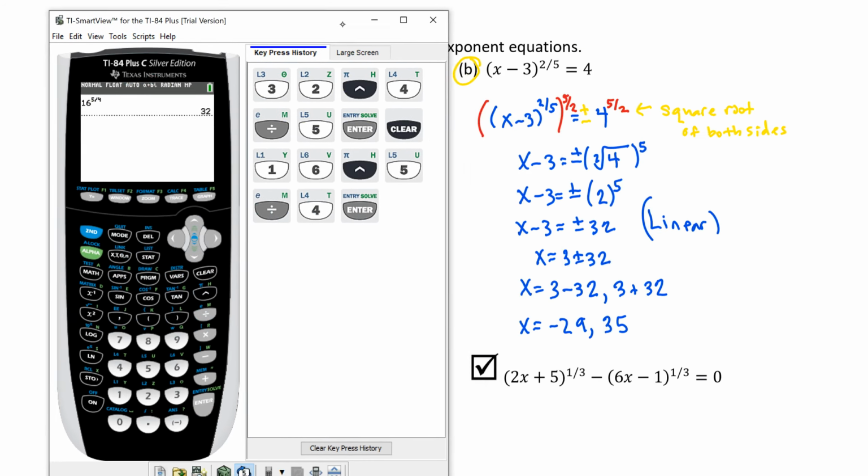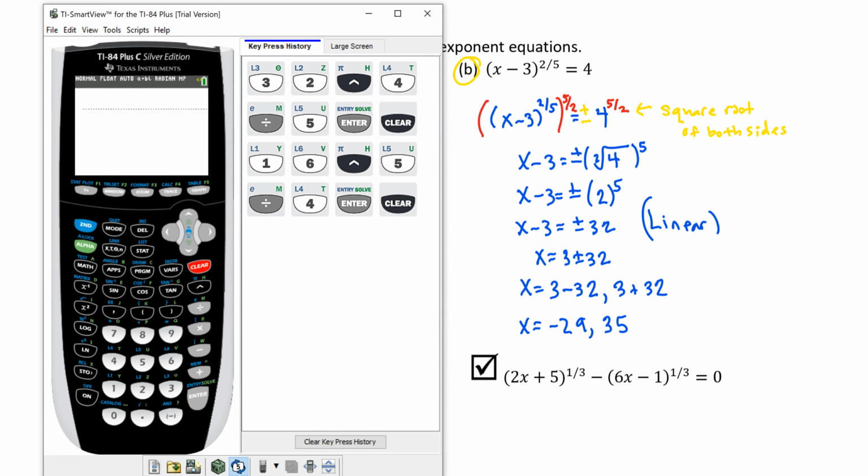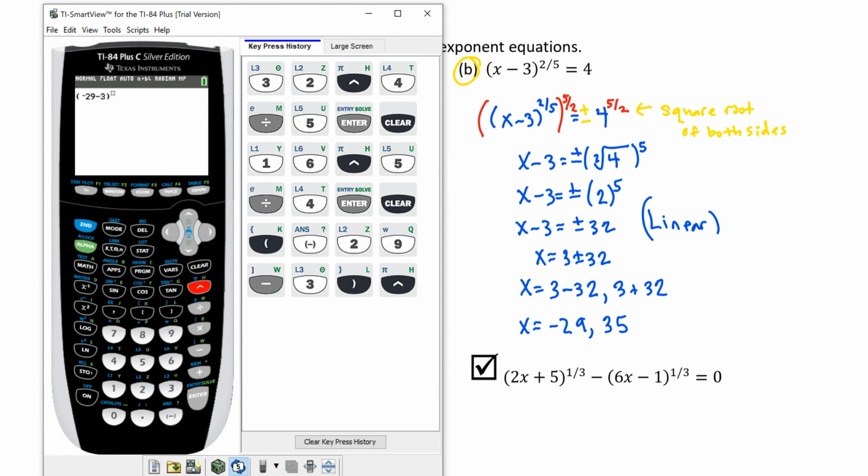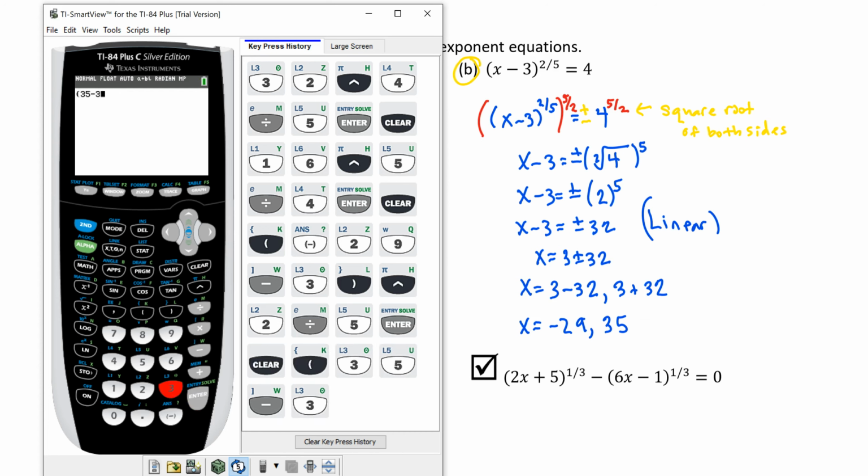Now, we want to make sure that neither of those is extraneous, so we're going to plug both of those solutions, starting with negative 29, back into the original equation where I see the x, to check for a balanced equation. So here's what it looks like when we plug in negative 29. The calculator yields a value of 4, and that's what we had on the other side. So we have done it correctly. Let's plug 35 in for x and evaluate.